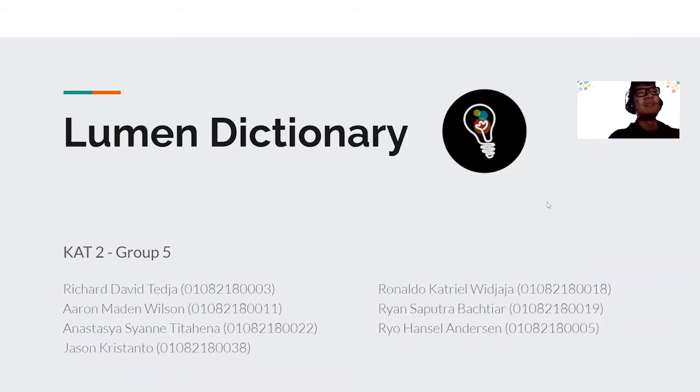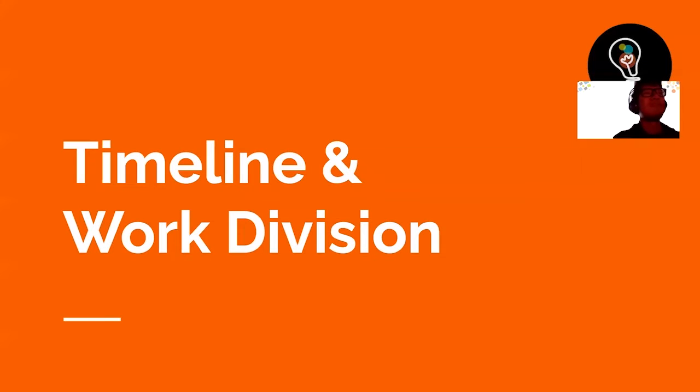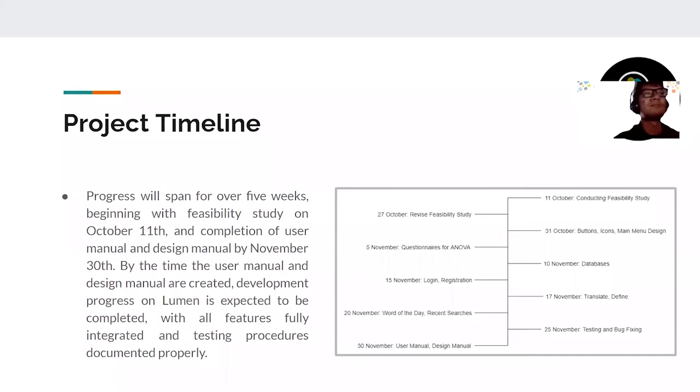Okay, hello everyone. We're from Group 5, and today we are going to present our project for human-computer interaction titled Lumen Dictionary. The progress of our project will span over 5 weeks, beginning with the feasibility study on October 11 and the completion of project reports by November 30th.